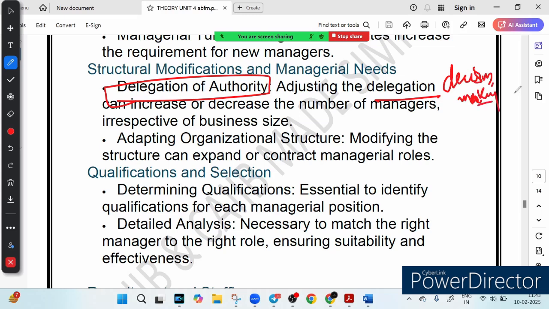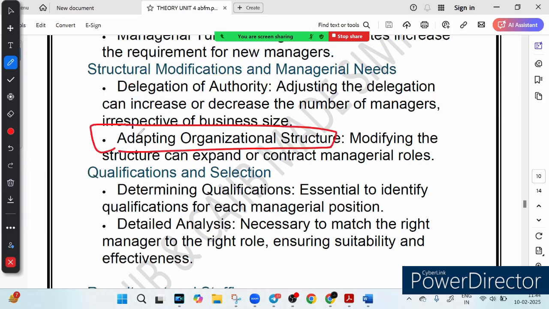You are giving them decision making power. So regardless of the company size, it can change the number of managers required. And then we have something called adapting organization structure. What it means is adjusting the structure, like merging departments, which can either increase or reduce managerial roles. So it is crucial to determine what skill and qualification each manager should have. Think of it like choosing the best player for every position in a sports team. You need the right person for the right role.